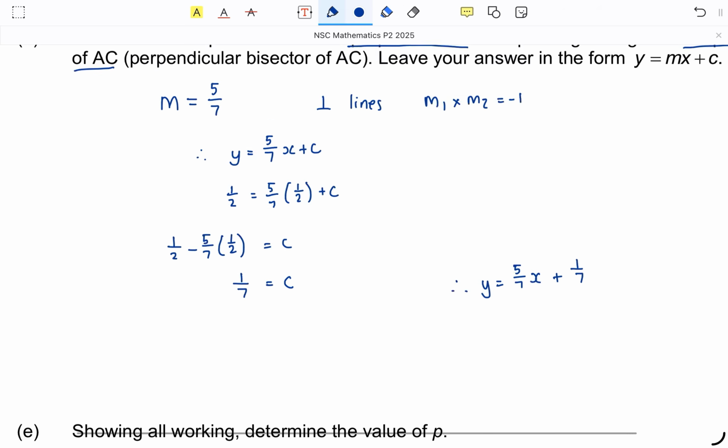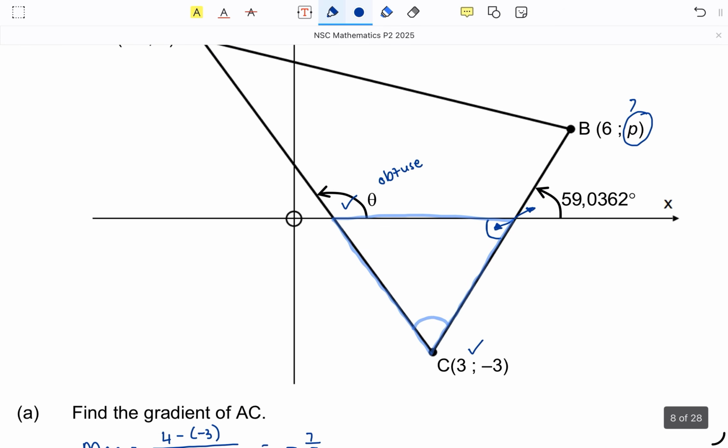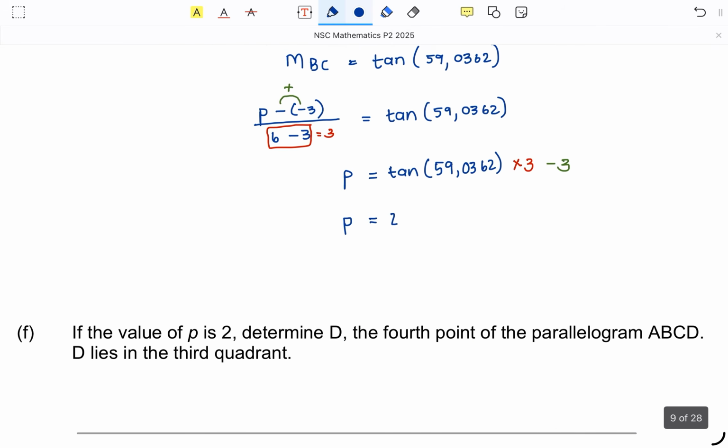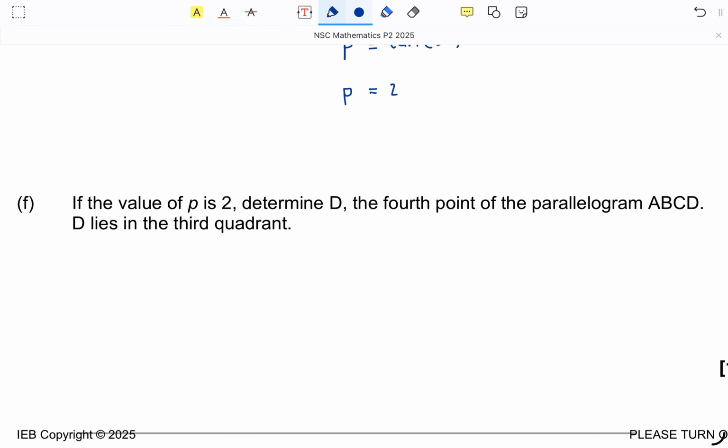Okay, so now we can put this in our diagram. P is 2 units. The last question says, if the value of P is 2, that's great. So we can go back and just double check that we got the correct answer. If we did not get 2 in the previous question, we can now look if we maybe made a mistake and fix it to make sure that we get all of those marks.